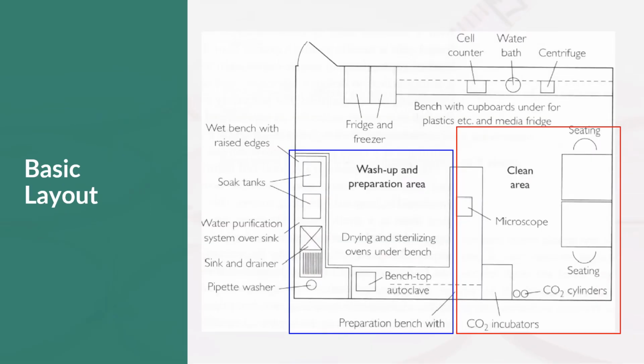So here is a simple picture. You can see the clean area, where you have the microscope, the carbon dioxide incubator, and your BSC, your biosafety cabinet or laminar flow hood, in one section. And then you have all the wash up and the preparation areas in the other section. That's where you'll find your water purification system, your sink, your washing things, your autoclave machine. So they are separated, all right?